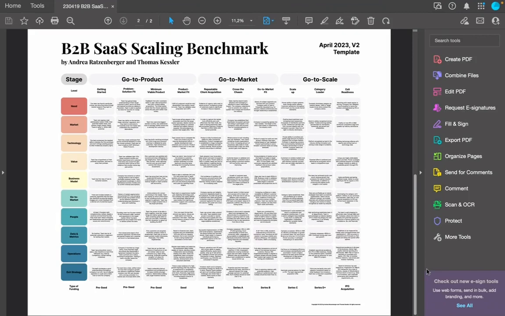This is a template that's immensely useful for any startup. It's been created by two guys, Andrea Ratzenberger and Thomas Kessler. I think they are from Switzerland.